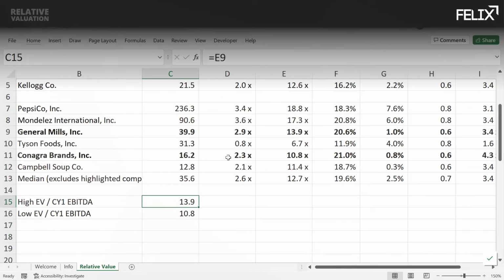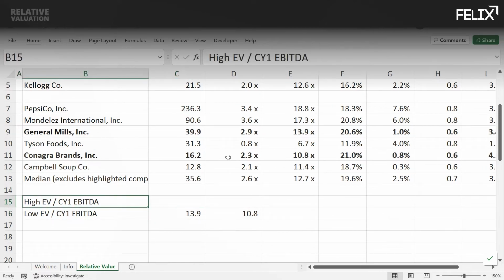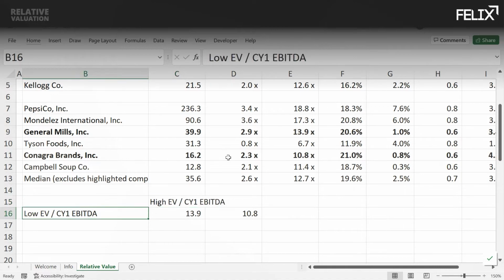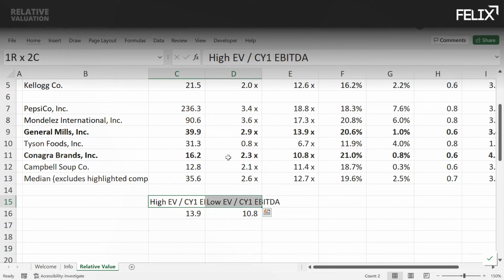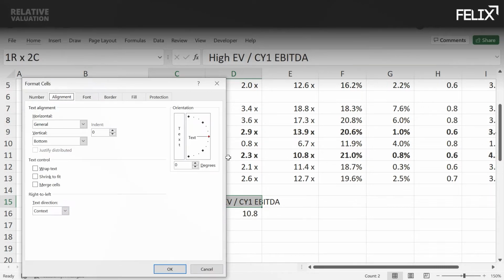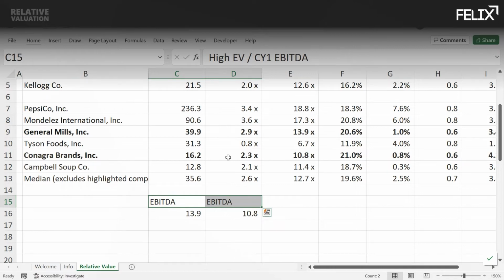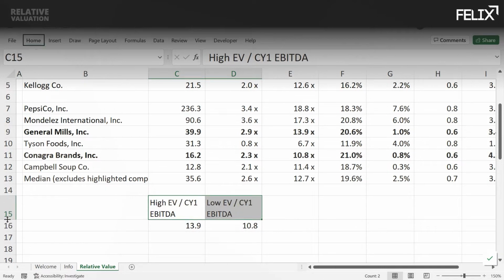What I'm going to do is move that to the right, and I'm going to move this down here, and that's going to be the high, and this is going to be the low. There we go. So I've done that. Then let me just wrap the text so it looks a little bit better. I've preset some of the formatting. There we go. And just right align it.